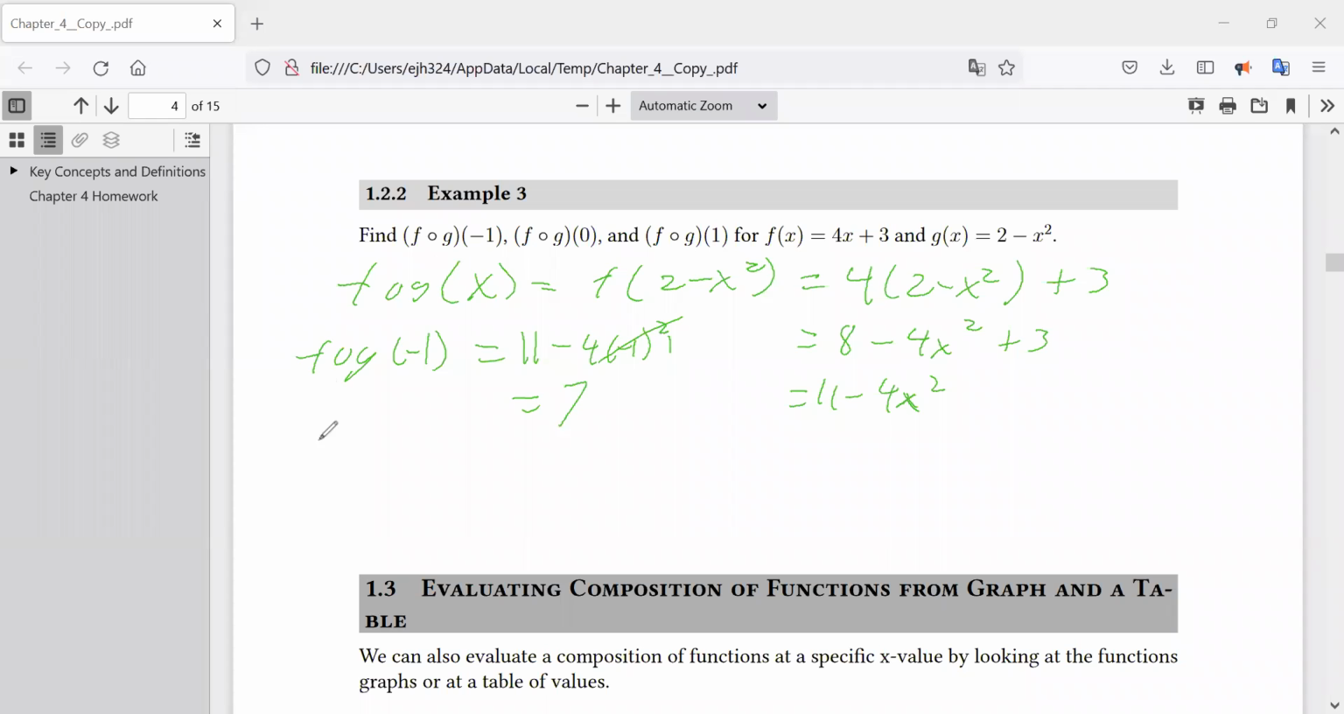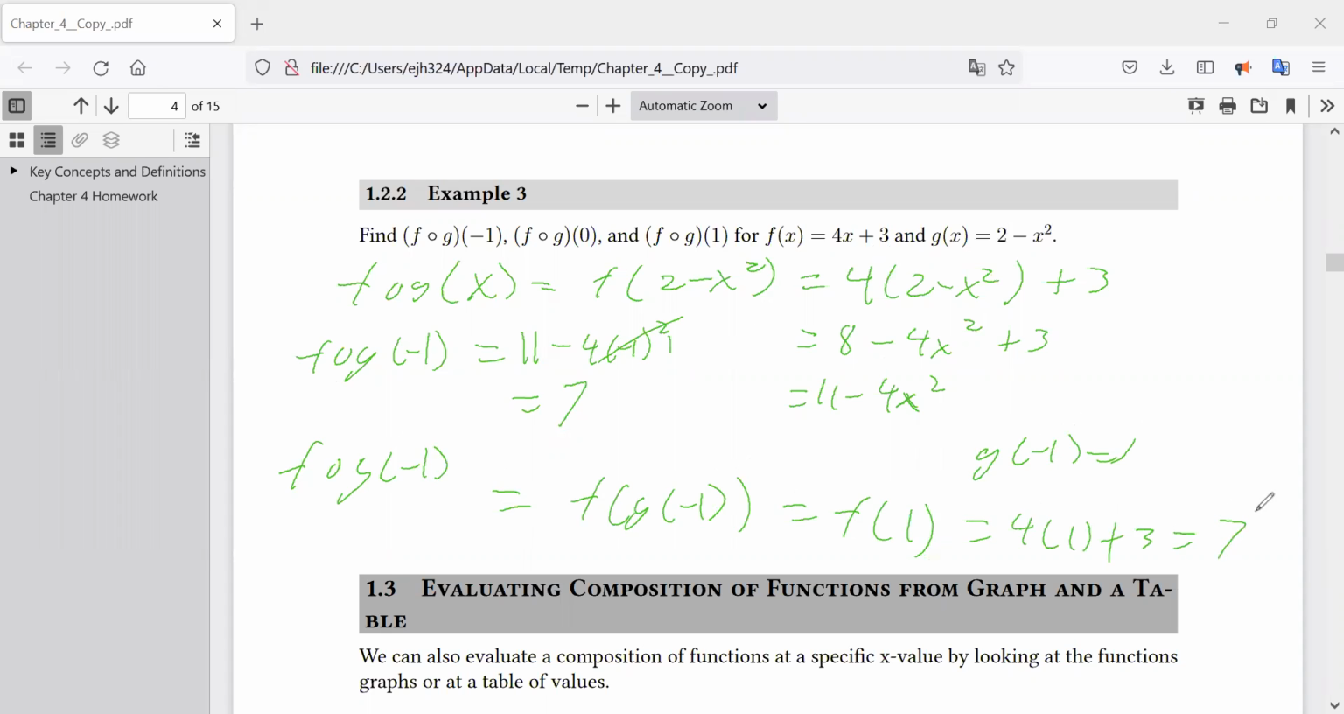Alternatively, I could have done f of g of negative 1. What's g of negative 1? I plug that in, I see g of negative 1 is 1. So this is equal to f of 1. And then I get that's equal to 4 times 1 plus 3, which is equal to 7. And they give me the same answer both ways, right? So you can do it either of these ways.